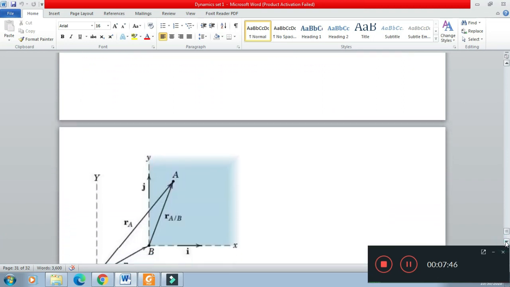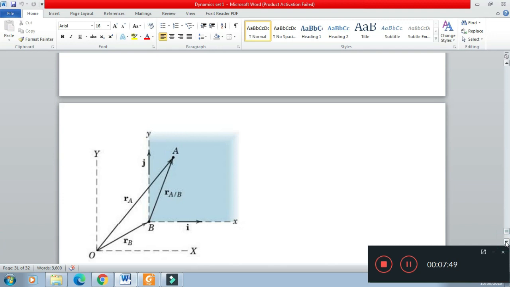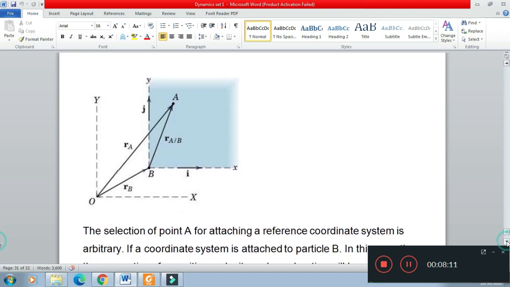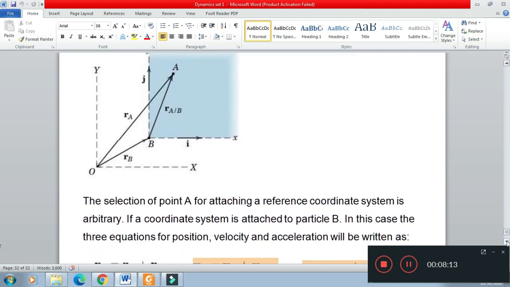We can have the opposite case. It is not necessary to have the moving coordinate system attached to A. We can have the moving coordinate system attached to B. So this is a second example. Here we have the fixed coordinate system which is attached to O, and there is a moving coordinate system which is along with B, and we can define the position of A directly.